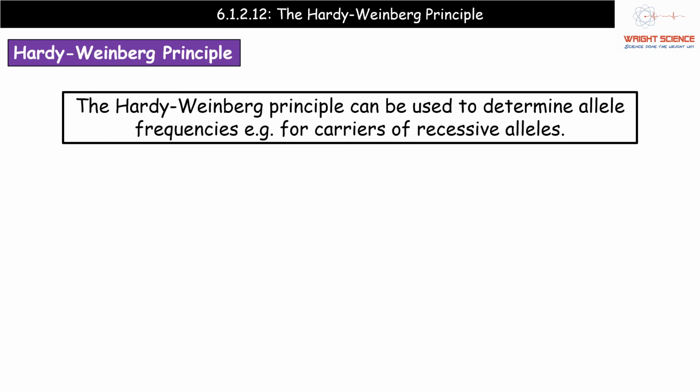Okay, let's get to the nitty-gritty of the Hardy-Weinberg Principle then. What we're looking at here is a way that we can determine the different allele frequencies. So if we wanted to know the proportion of a population that are carriers of a particular recessive allele for a disease, for example, this Hardy-Weinberg Principle is what we would use to work it out.